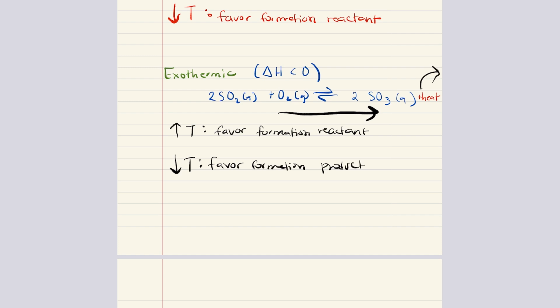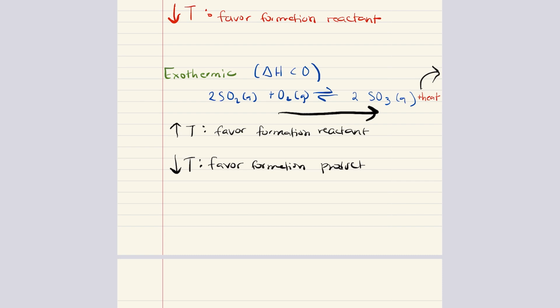So again, let me summarize this once more. For an exothermic reaction, heat is considered a product. When you increase temperature, you're adding more heat, thereby adding more product. And so your reaction is going to favor the formation of reactants to reestablish equilibrium. If you decrease temperature for an exothermic reaction, that means you're removing heat, that means you're removing product, and so your reaction is going to favor the formation of more product to reestablish equilibrium.